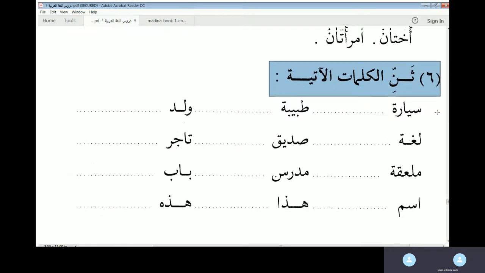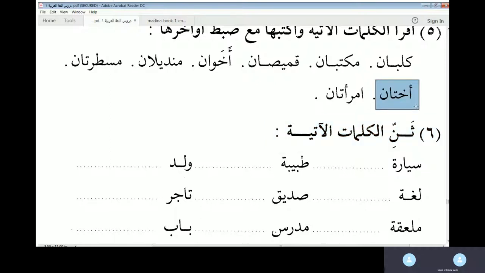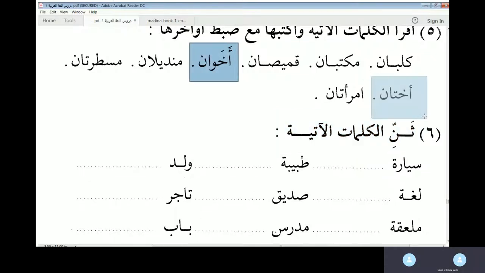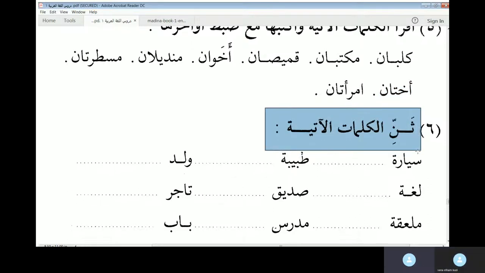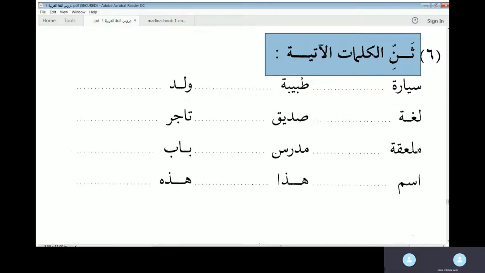Akhwani is two brothers and Ukhtani is two sisters. Ukhtani, two sisters. Akhawani, Ukhtani. Okay. Sannil kalimatil atiyati. Make dual of the following.